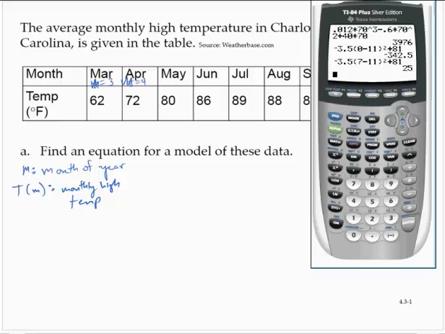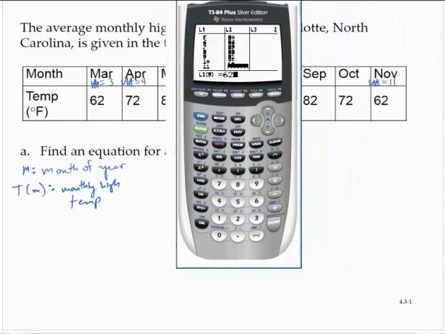All right, so let's put in our data values here. Stat edit. 3, 4, 5, 6, 7, 8, 9, 10, 11. All right, and our outputs 62, 72, 80, 86, 89, 88, what we got? 82, 72, and 62. I think. Let me just double check that. Yes. Okay.